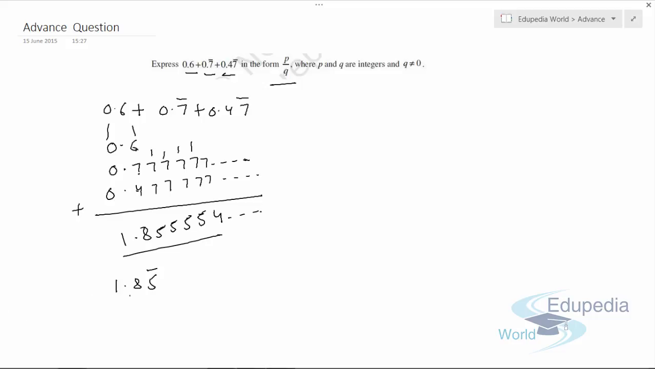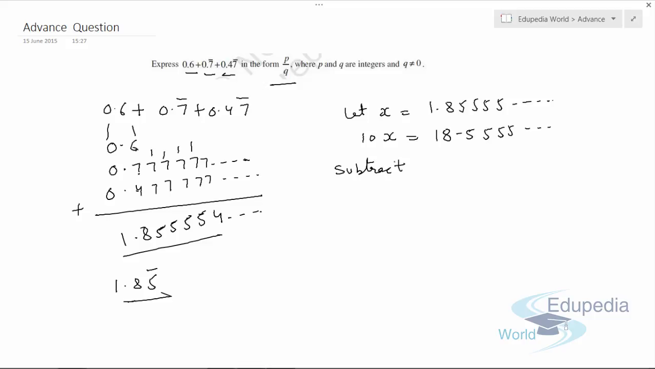Now we have to represent this number in the form of p by q. So let x equal 1.85555 and it will continue on. Now we have the bar upon one number, so we multiply with only 10 on both sides. So we get 18.5555, and then we subtract equation 1 from equation 2.